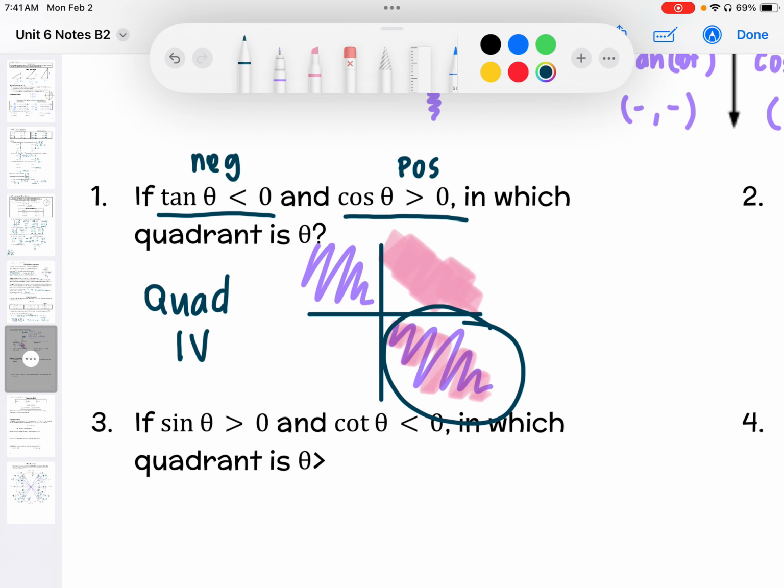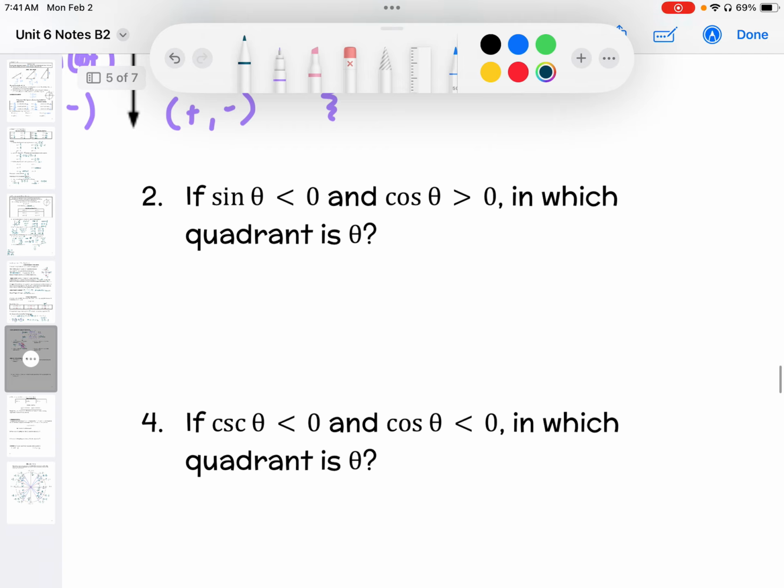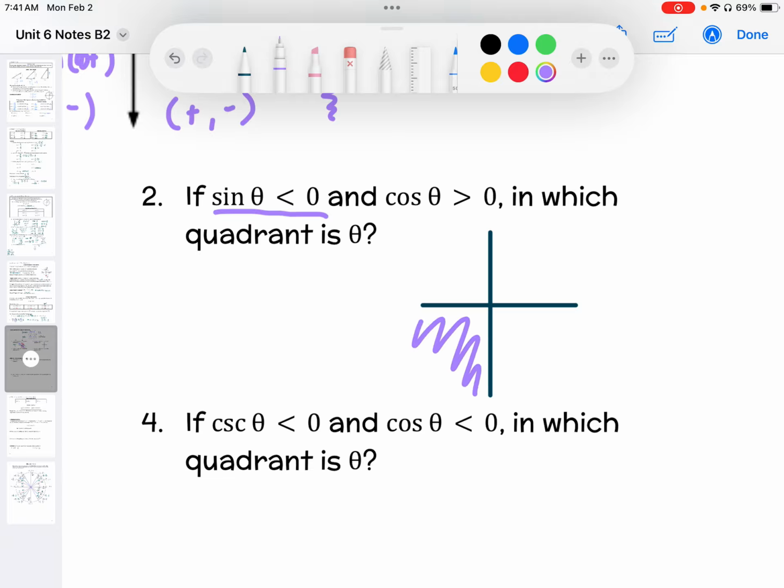So same thinking for the next one. I'm going to draw my grid. So I have sine is less than 0, meaning sine is negative. So that's going to happen in quadrant 3 and quadrant 4. And cosine is greater than 0 in quadrant 1 and quadrant 4. So again, my overlapping quadrant is going to be quadrant 4.